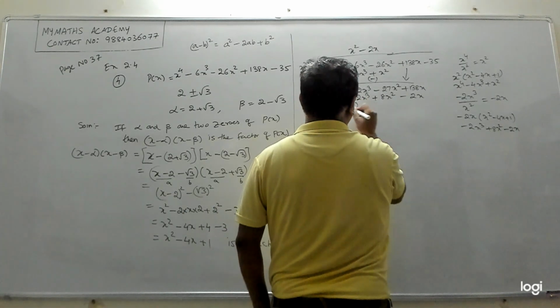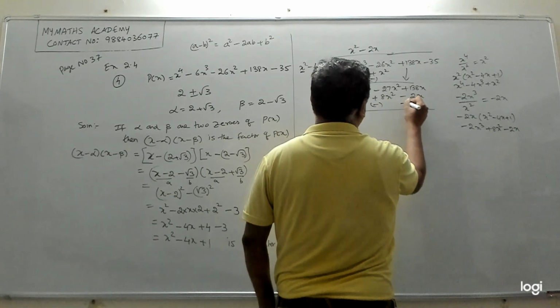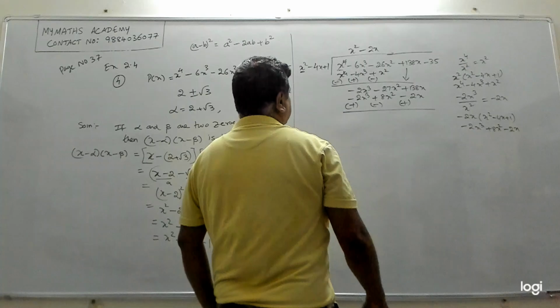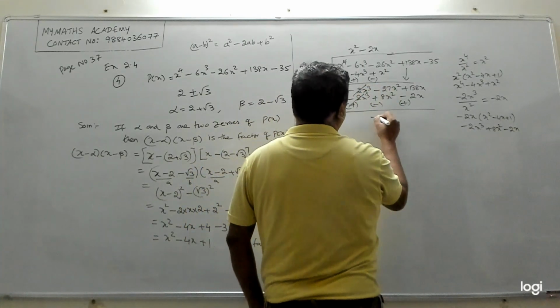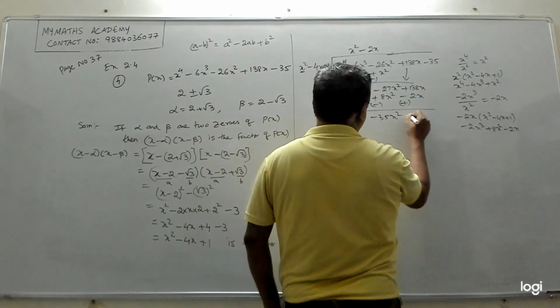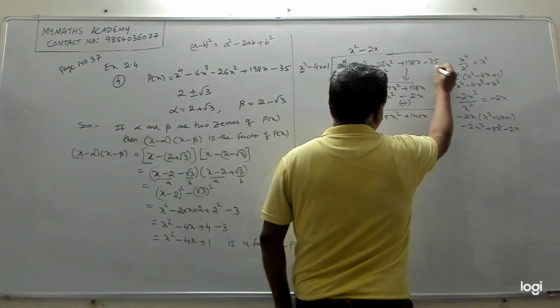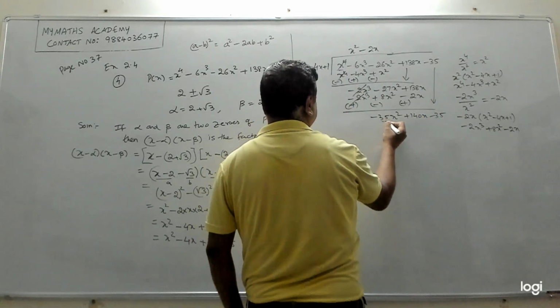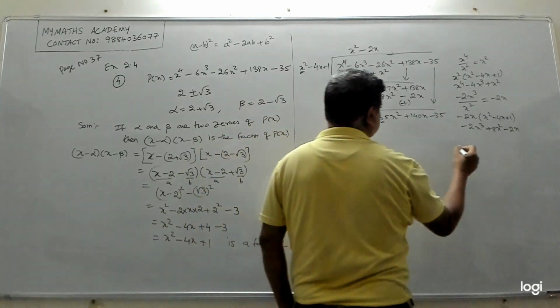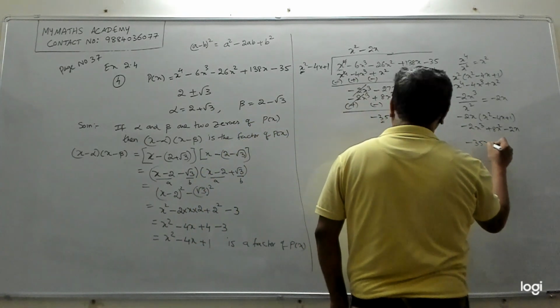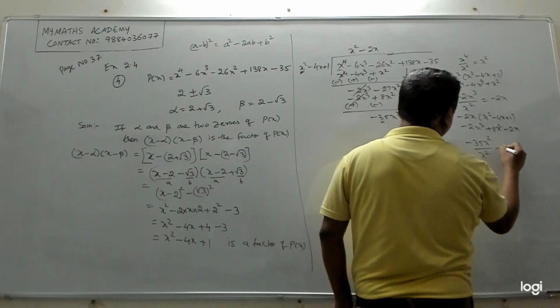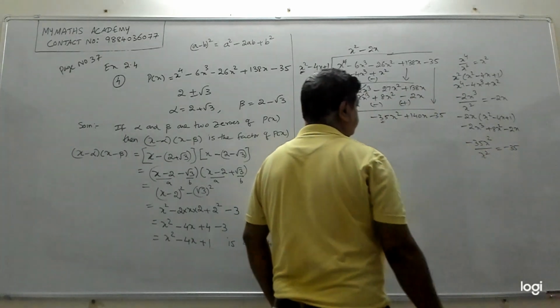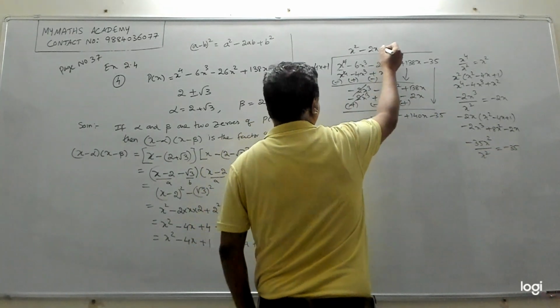Change the sign. Minus plus. So these two will get cancelled. Here we'll get minus 35x square plus 140x. This will come down, minus 35. Now again take the first term of this by the first term of this. So minus 35x square by x square will give me minus 35. So put that minus 35 here.